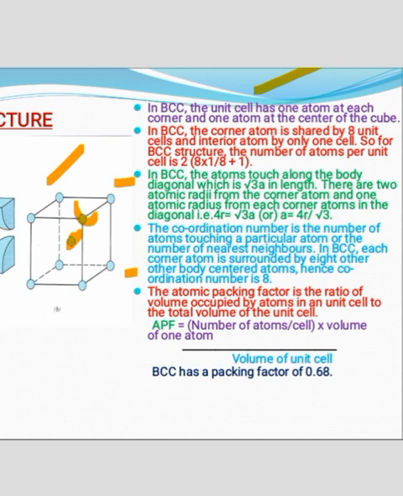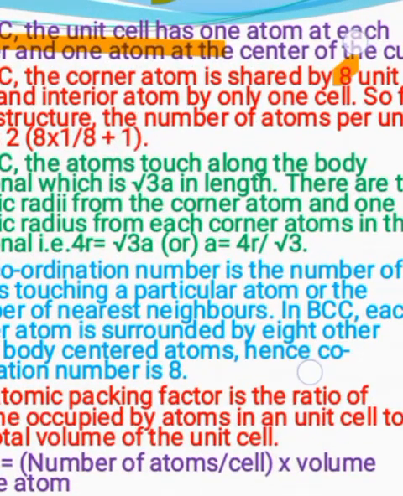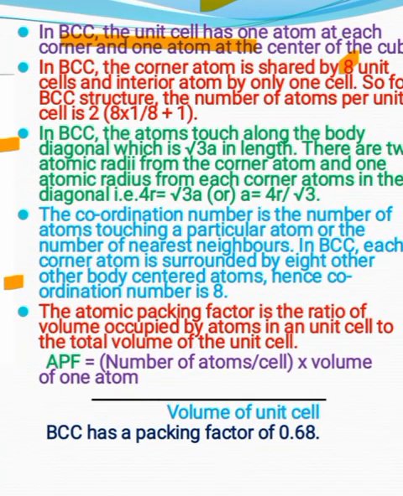So in BCC, the unit cell has one atom at each corner, as you see, and one atom at the center of the cube. That is the main idea. In BCC, each corner atom is shared by 8 nearby unit cells, and the interior atom belongs to only one cell. So in the BCC structure, the number of atoms per unit cell is 2.